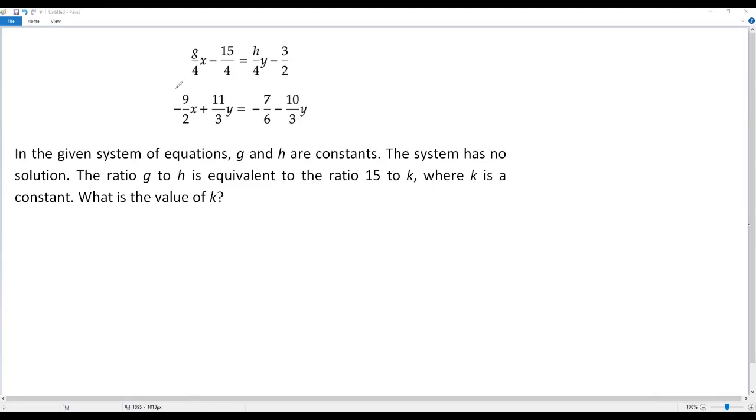Here we have a SAT math problem. Okay, let's go to the question. We have a system of two linear equations. In the given system of equations, g and h are constants. The system has no solution.